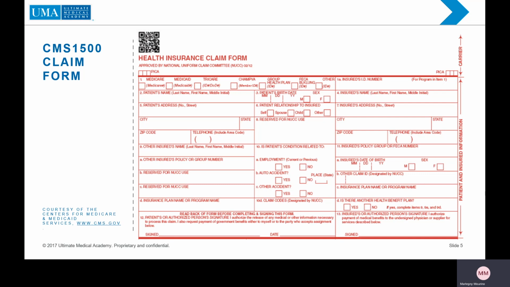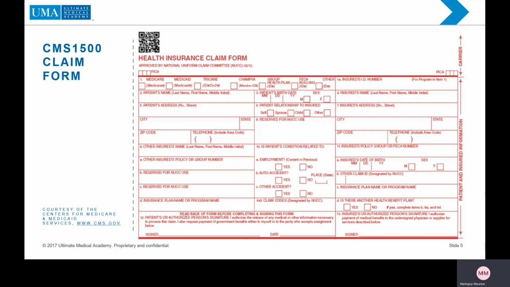And for 9, you have other insured's name. But then you have a 9A, you're going to enter other insured's policy or group number. 9B, other insured's date of birth or sex. 9C, employer's name or school name for the insured. 9D, the insurance plan name or program name. So that's 9A through D.